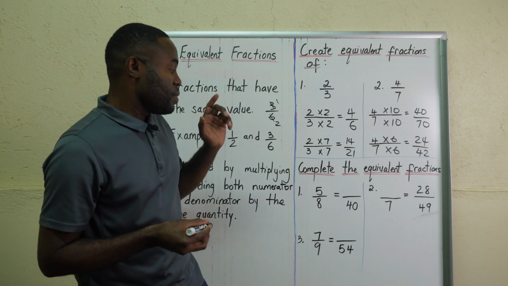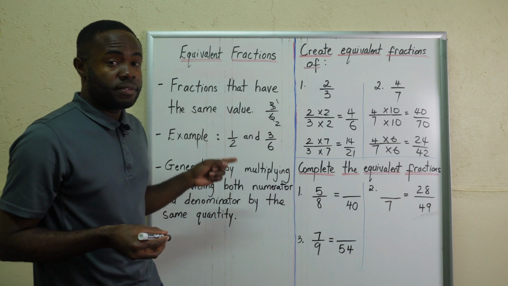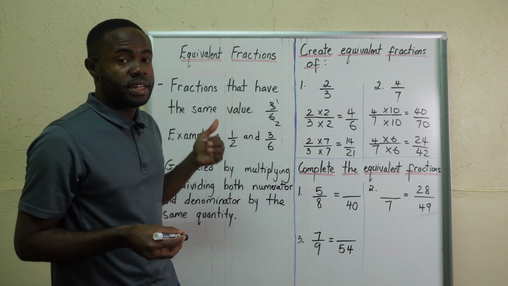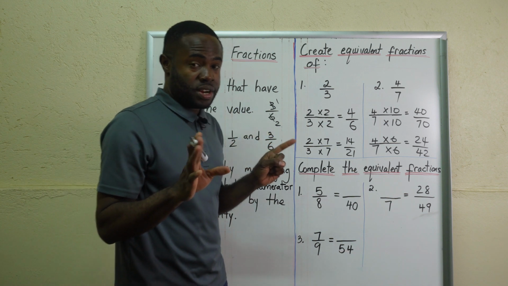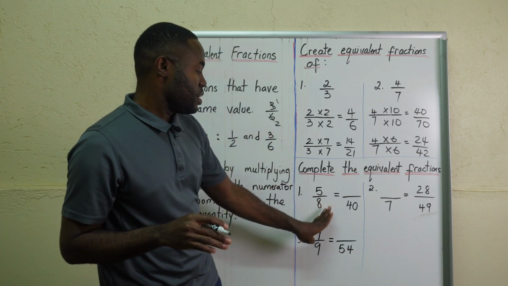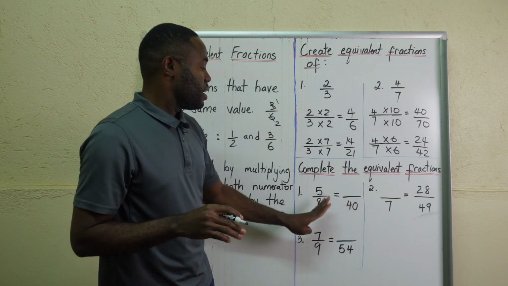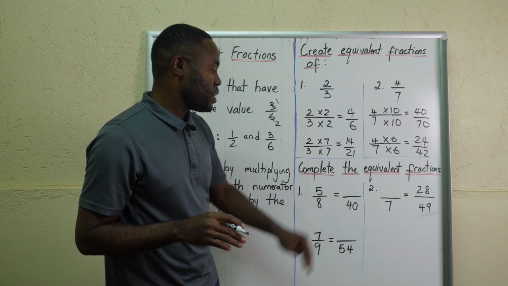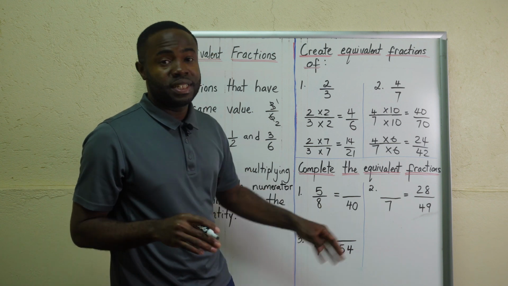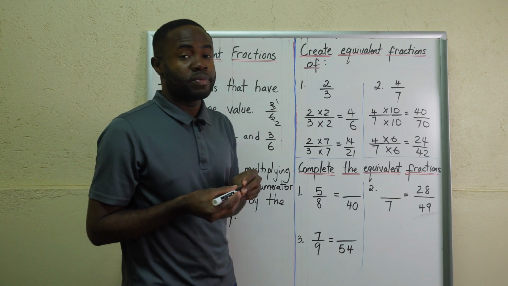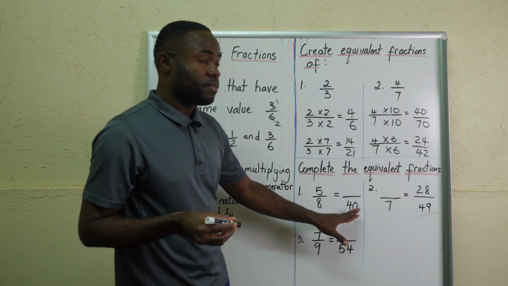Alright, just remember now, equivalent fractions are formed by either multiplying or dividing both the numerator and denominator by the same quantity. So your challenge here is to find out which number did I either multiply the 8 by to get 40 or divide, and it's the same thing for the numerator, right? So we have to use the one that's given, right? So we know both the denominators, so we have to use them.